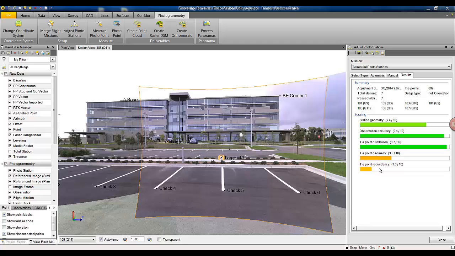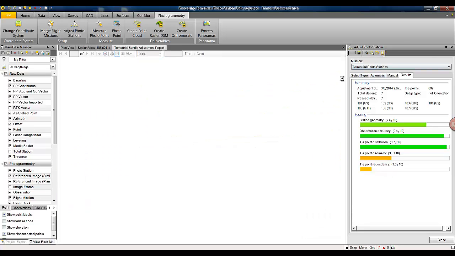The type point redundancy is a measurement of overall type point number compared to the number of necessary equations for bundle adjustment computation. Generally, the higher the scores here, the better the adjustment procedure. If you see orange information, that means there are some areas of concern that need to be investigated, while red indicates there's definitely something that needs to be resolved. There's a quick link to Terrestrial Bundle Adjustment Report in the top of the command.